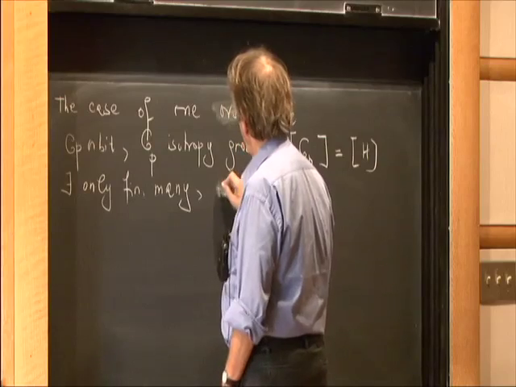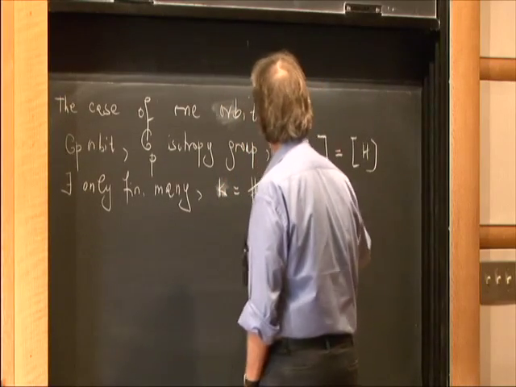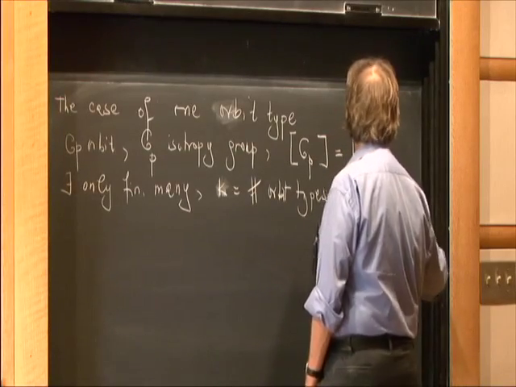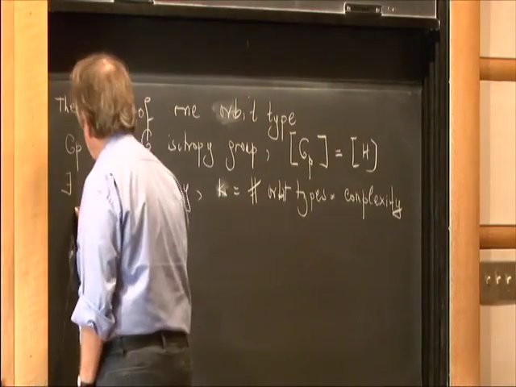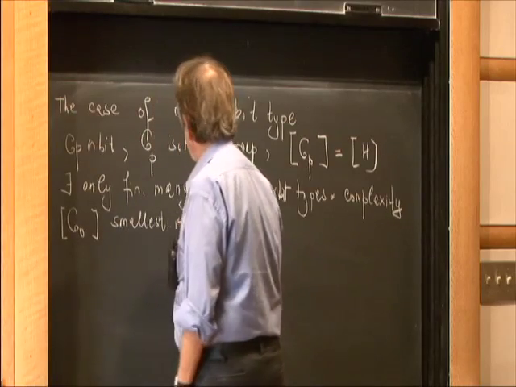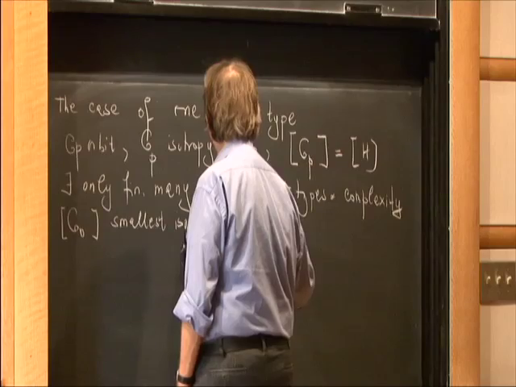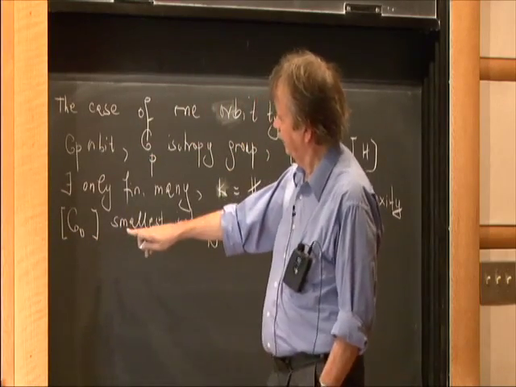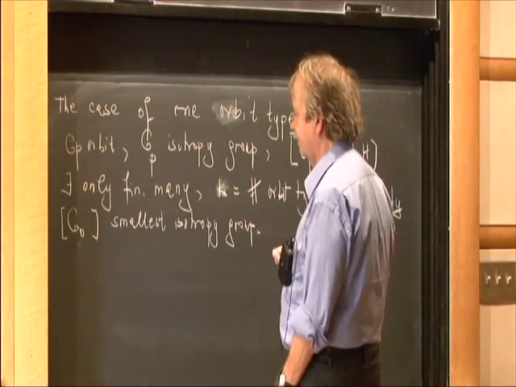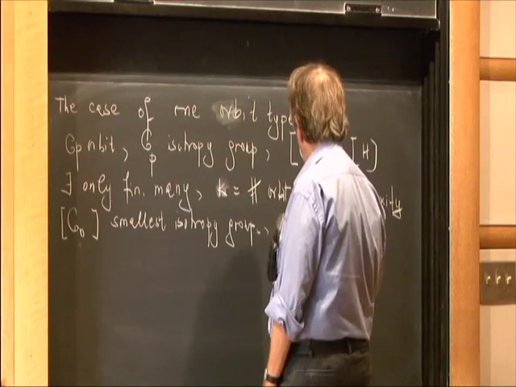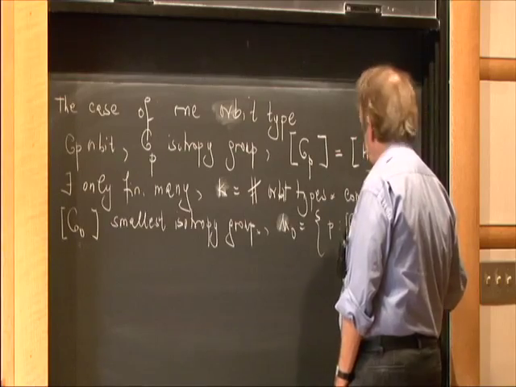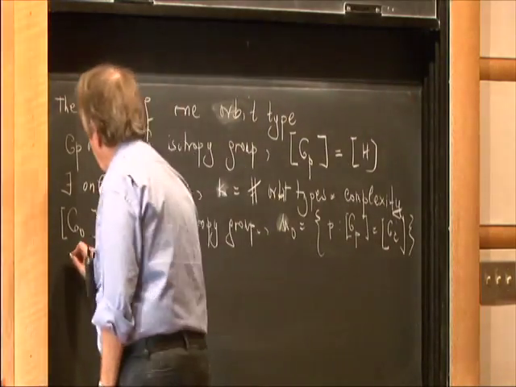K is equal to the number of orbit types. It's called the complexity. And G0 is the smallest isotropy group. Smallest in the sense that if I take any other isotropy group, then this is conjugate to a subgroup of the other. So they become larger. And M0 is equal to the set of P such that the isotropy group is equal to G0. This is very important: it is an open dense subset.